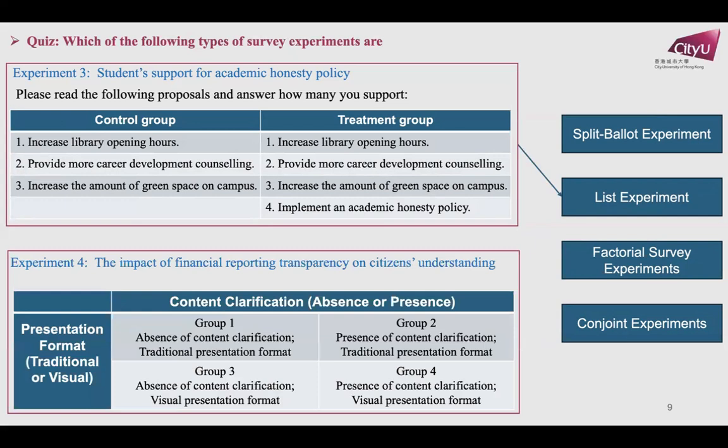And for the final one, the researchers want to know the impact of financial reporting transparency on citizens' understanding. So they have two independent variables, the content clarification and the presentation format. For content clarification, they have two levels, the absence or presence. And for the presentation format, they have two levels, the traditional or visual presentation format. And so they create 4 groups and put the respondents randomly into one of the 4 groups. So this is a factorial survey experiment.